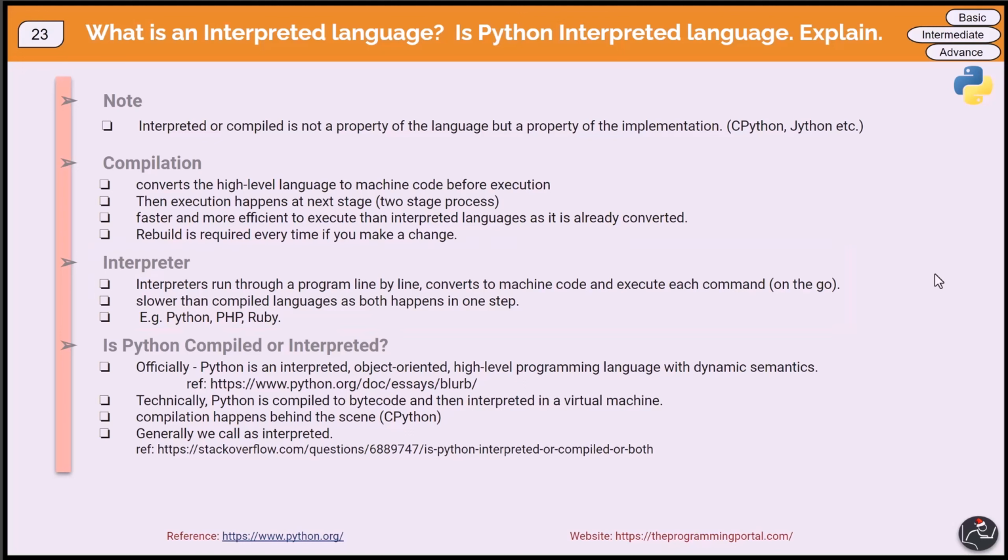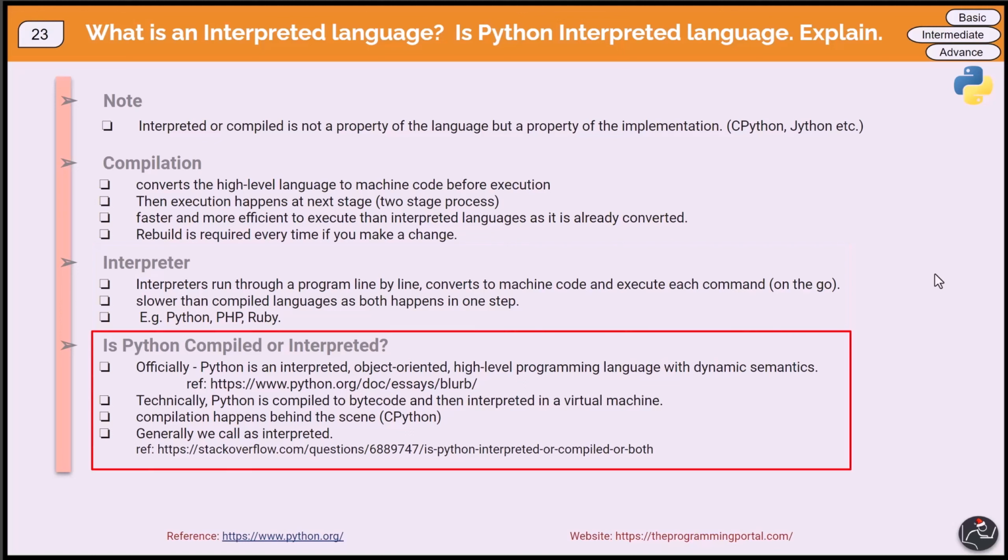Now coming to our actual question: is Python interpreted? Yes, as per the official documentation, Python is an interpreted high-level programming language. But internally, compilation happens in Python as well. Generally, we call Python an interpreted language, as it happens at a single stage as we discussed earlier: first the interpreter reads line by line, converts it, and does the execution. So both happen at the same stage. As a programmer, we might not notice, but technically, compilation happens internally and Python has CPython.